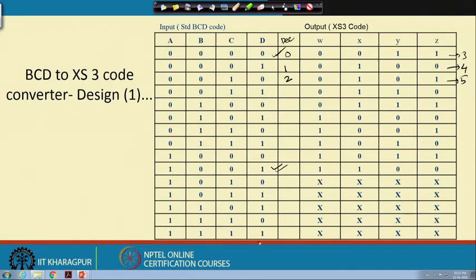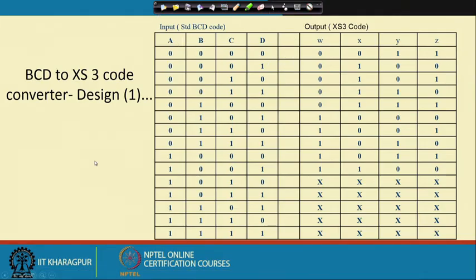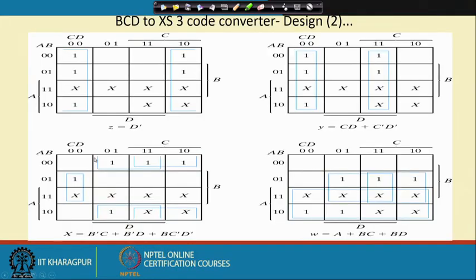For the rest of the 4-bit patterns, I do not need to consider them, because in BCD we do not have these combinations 1 0 1 0, 1 0 1 1 and so on. So, for them I can take the output to be simply don't care, because they will not appear in the conversion process. These patterns will never come. So, with this we can go to the circuit for the BCD to XS3 converter.